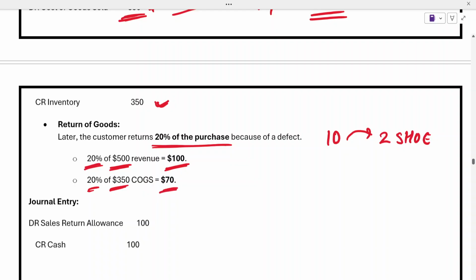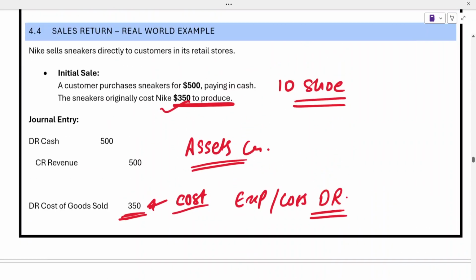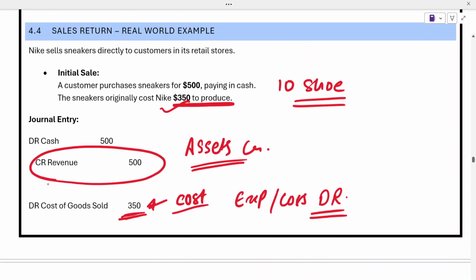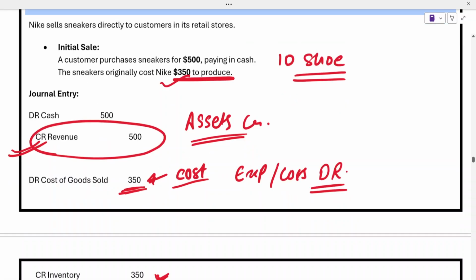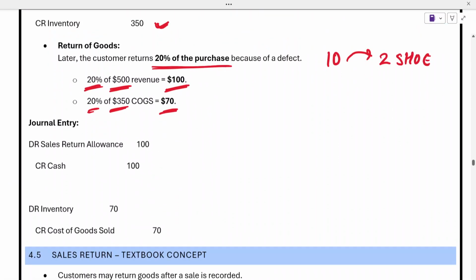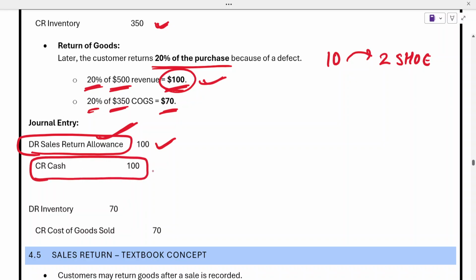So we will simply do a sales return entry, because here we have recognized the revenue of 500, and now we have to reverse it. We can call it the sales return or sales return allowance, whatever you want to name it, for $100. And for that we need to pay the $100 back to the customer, so we credit cash by $100.